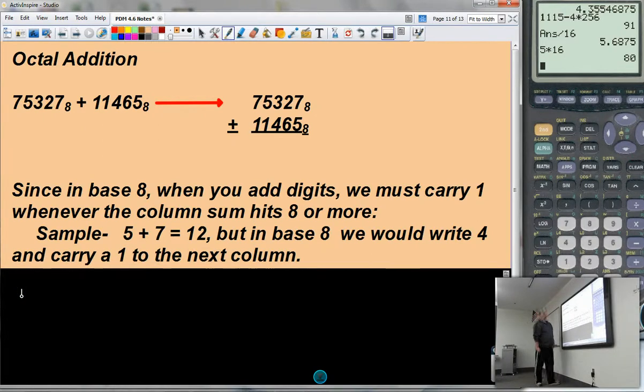So here, if I'm looking, the first column to the right is 7 plus 5, which is 12. But in base 8, I would write a 4 and take 8 of that 12 and take it to the next column. So here, 6 plus 2 plus 1 is 9. 8 goes into 9 one time with 1 left over. 9 divided by 8 is going to carry 1 over and then 1 remainder.